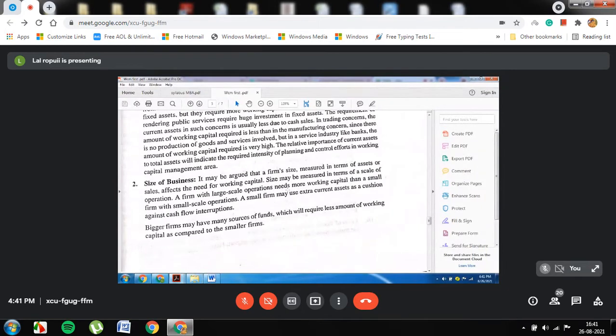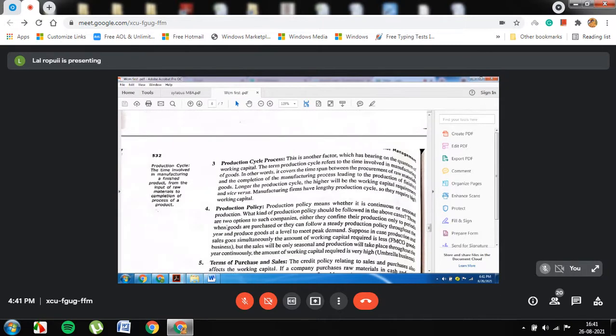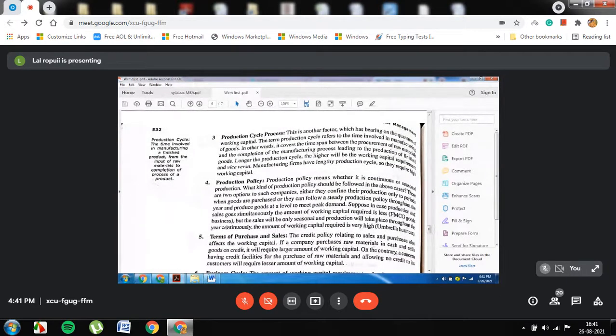A small firm may use extra current assets as a cushion against cash flow interruptions. Sometimes bigger firms have many sources of funds, so they can easily get the capital that they require from many sources. This also determines the requirements of working capital as compared to the smaller firms, okay? Then production cycle process.